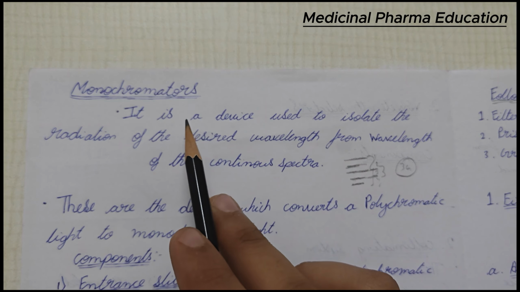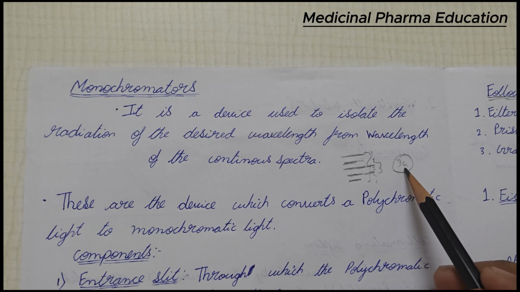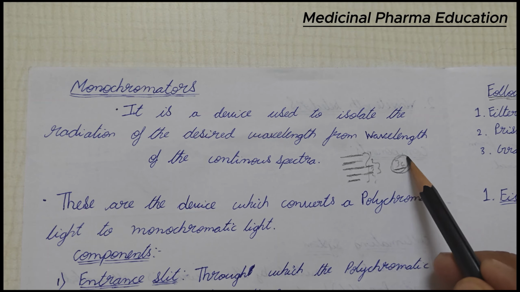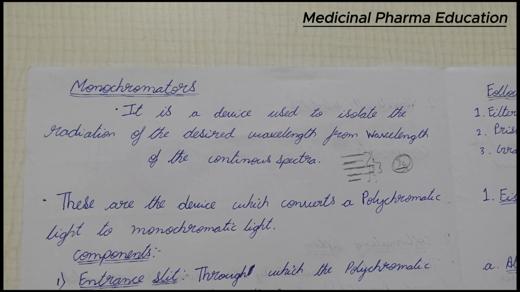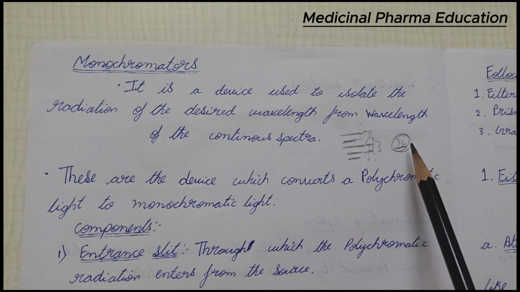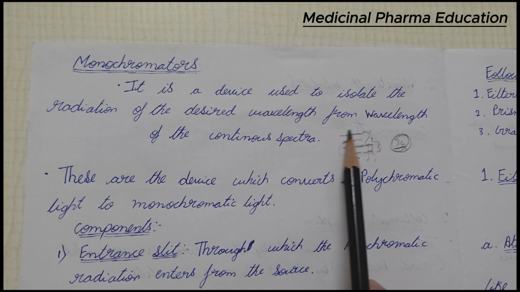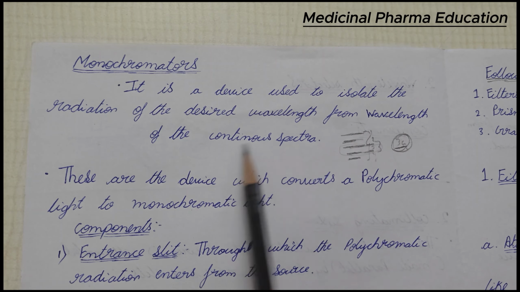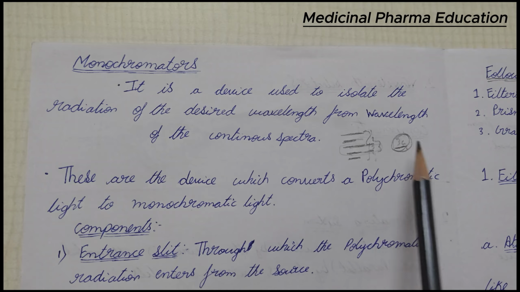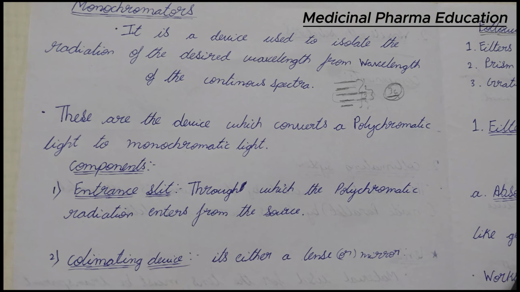The monochromator works in such a way that it transmits the light only at the UV and visible region. This is the main function of the monochromators. It is a device used to isolate a particular radiation of a desired wavelength from the wavelengths of the continuous spectrum. There are many wavelengths, but the monochromators are used to isolate a particular wavelength. That is the main function of the monochromator.